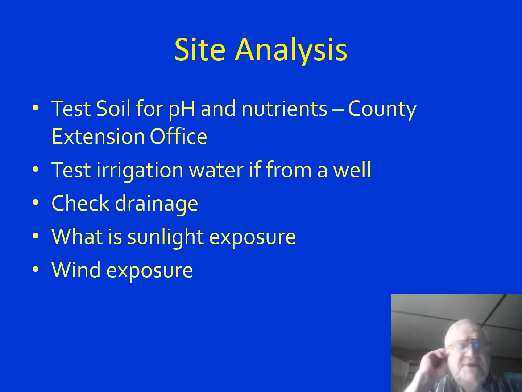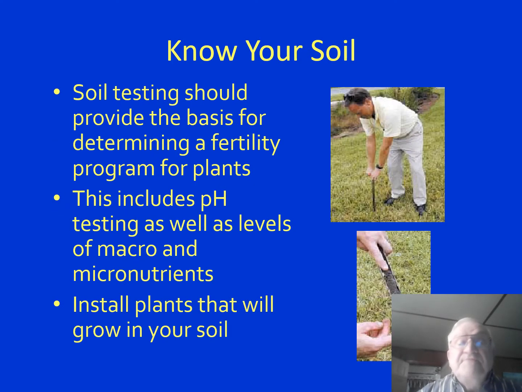To start a native plant landscape, first of all, you need to analyze your site. The opposite thing to do that a lot of people do is go and choose plants and then they just put them in the landscape wherever they want to. But what you need to do is analyze your site first and test your soil for pH and nutrients, and you can do that at the county extension office. Test irrigation water if it's from a well, because it can be too high in salts or pH. And check your drainage and your sunlight and your wind exposure.